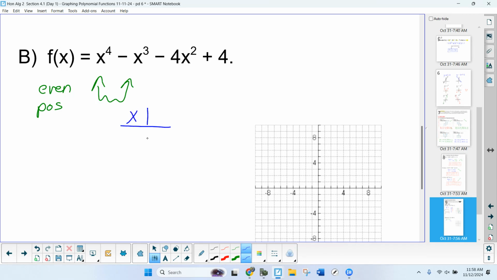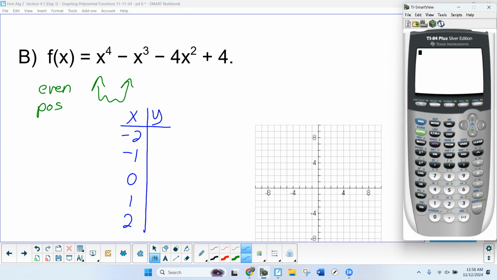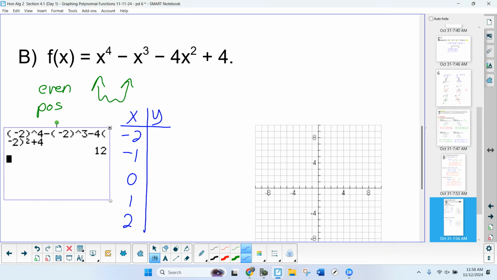Let's make a table of values. And let's start with -2, -1, 0, 1, and 2. Again, when you put in -2, make sure you put it in parentheses. What'd you guys get for -2? You guys get 12? Okay, finish the table.